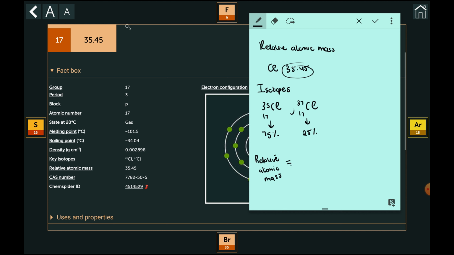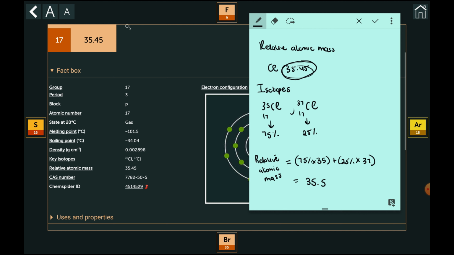So you would go and say, well, 75% of all the chlorine is chlorine 35. So you times the percentage by 35. And you add the 25% that all belongs to chlorine 37. Okay, and if you go and you work out this, then you get a value of 35.5, and that is basically this 35.45 rounded off to 35.5, and that is the relative atomic mass of chlorine.